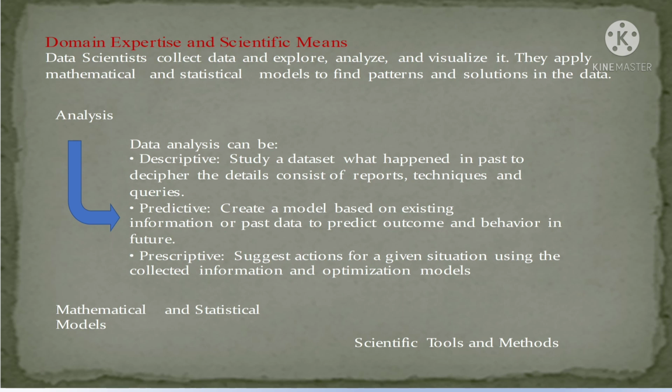Here the data scientist will collect the data, explore the data, analyze the data, and visualize the data. Then apply mathematical and statistical models to find the patterns and the solutions of our particular problems. The analysis consists of three types: descriptive analysis, predictive analysis, and prescriptive analysis. The descriptive analysis will give you detailed descriptions about the past data: the techniques, methods, tools, and queries that were used. In descriptive analysis, we describe everything in detail.